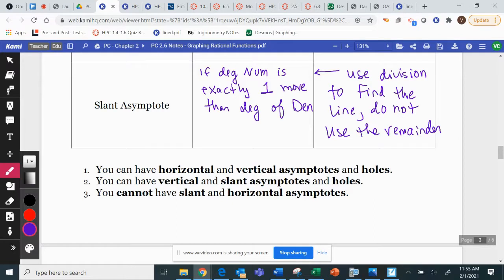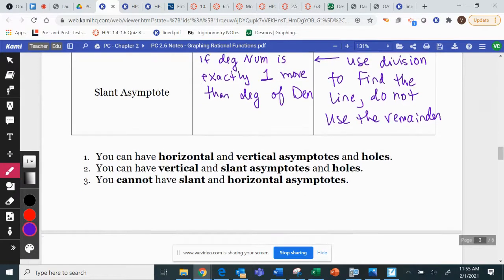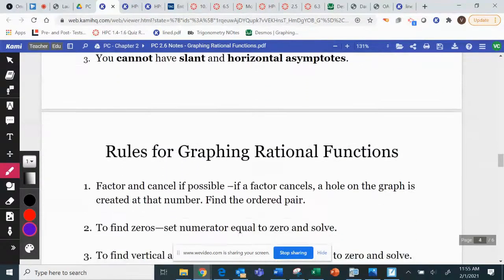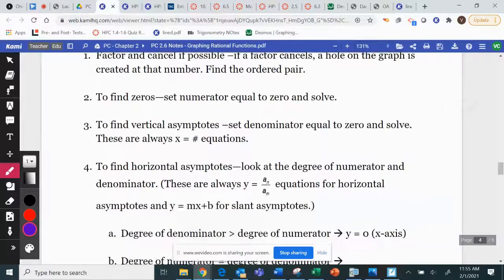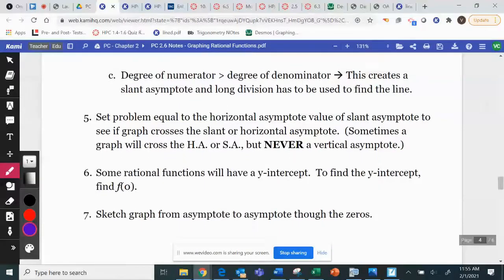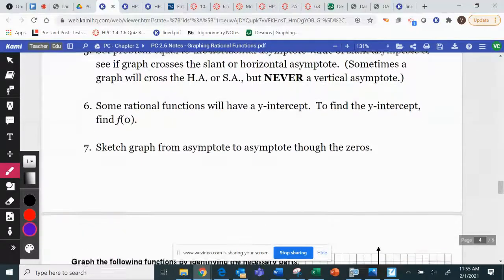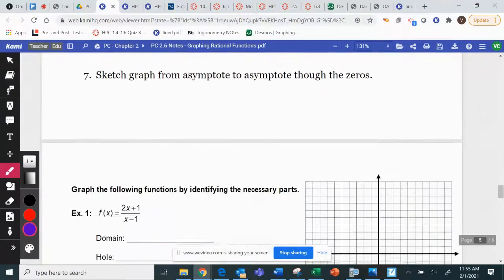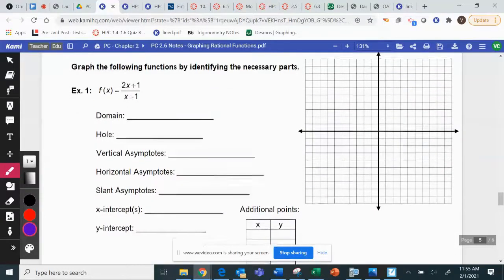And the three things at the bottom say you can have horizontal and vertical asymptotes and holes. You can have vertical and slant asymptotes and holes. You cannot have slant and horizontal, which I had talked about already. Just reminders. Okay, I think this is kind of just repeating everything that we've said, but if you want to use this as a step-by-step, it's helpful.